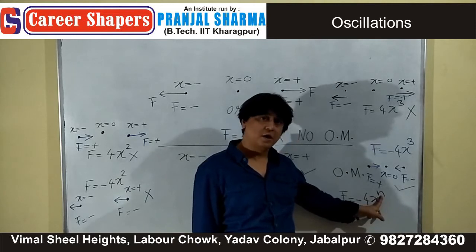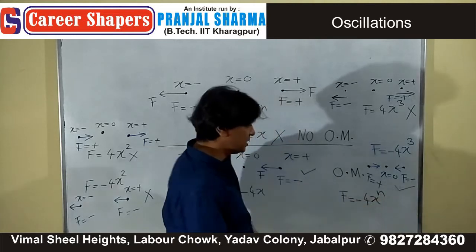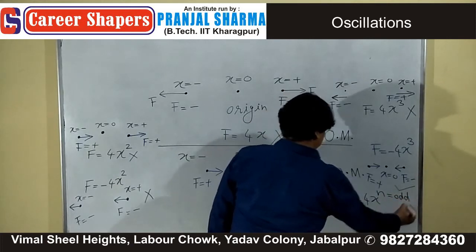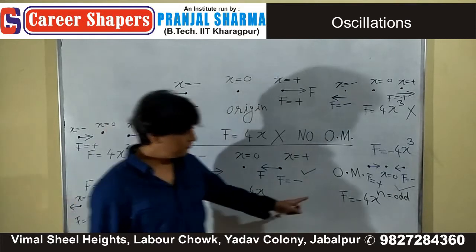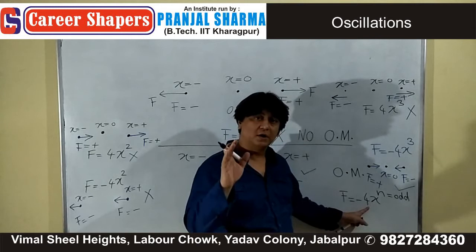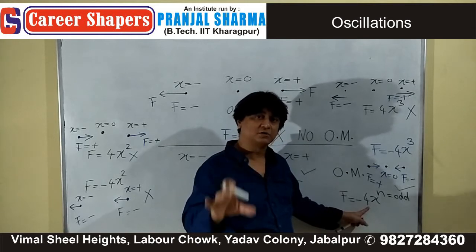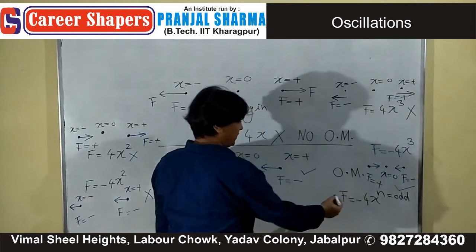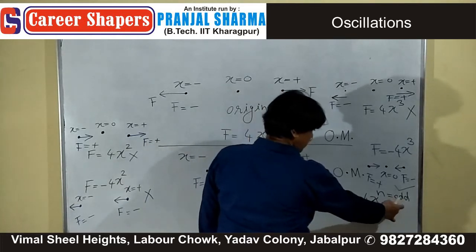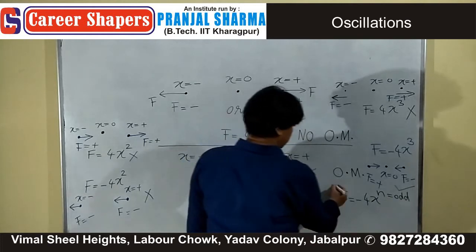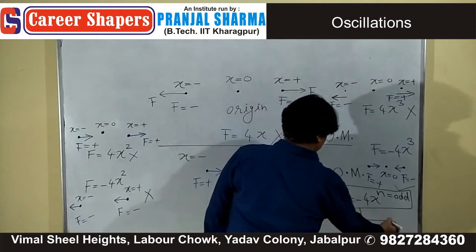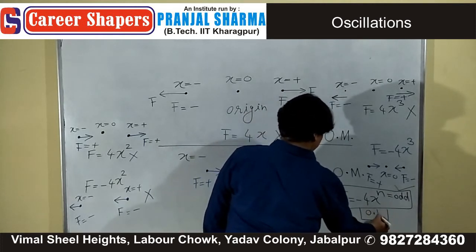Now n. What should be n? You can see that this n should be an odd number. If you have a force of this type, then that will give you a very basic oscillatory motion profile. F equals minus some constant x to the power n, where n should be what? Odd. Then this is the guarantee of an oscillatory motion.